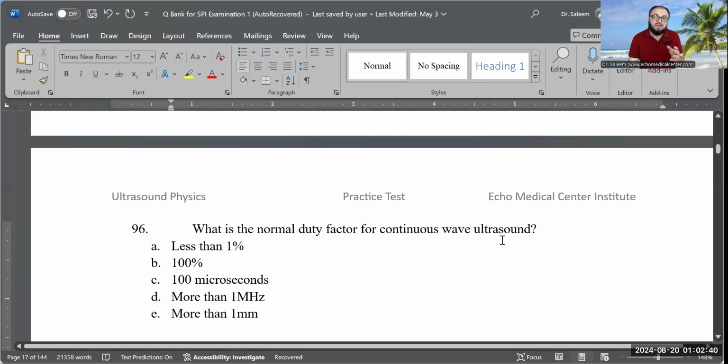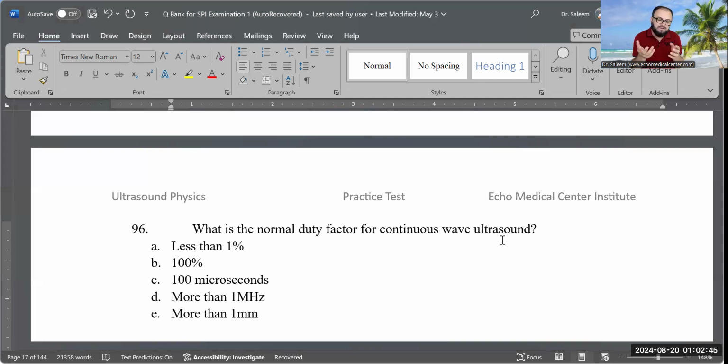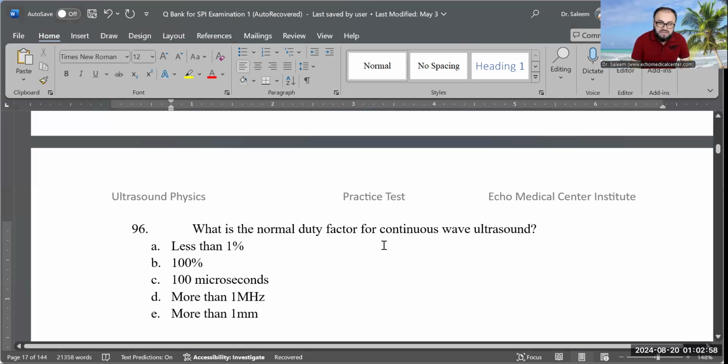Why? Because continuous wave ultrasound has a two-crystal system, and it is a non-imaging modality, right? One crystal is continuously sending the pulses, and the other one is continuously receiving the echoes. So they never have a break. There is no pause. They are just continuously sending. That's why it's 100% on. The machine is on in continuous wave ultrasound 100% of the time, because somebody else is listening. There's another crystal that's listening. This crystal's job is only to send continuously.